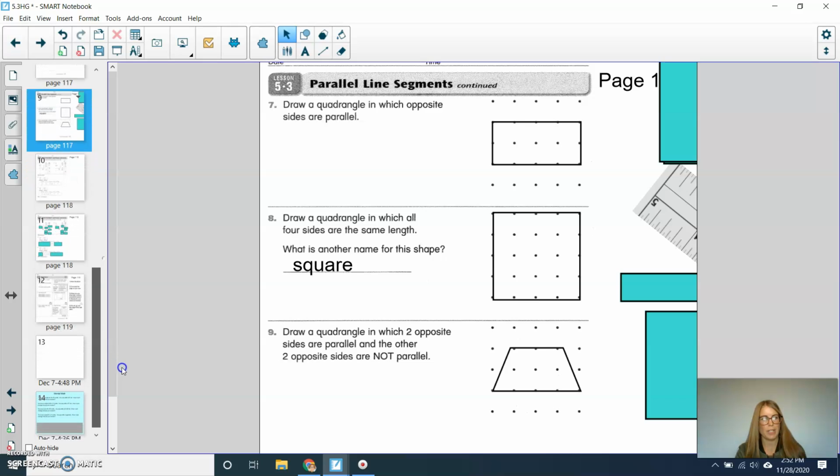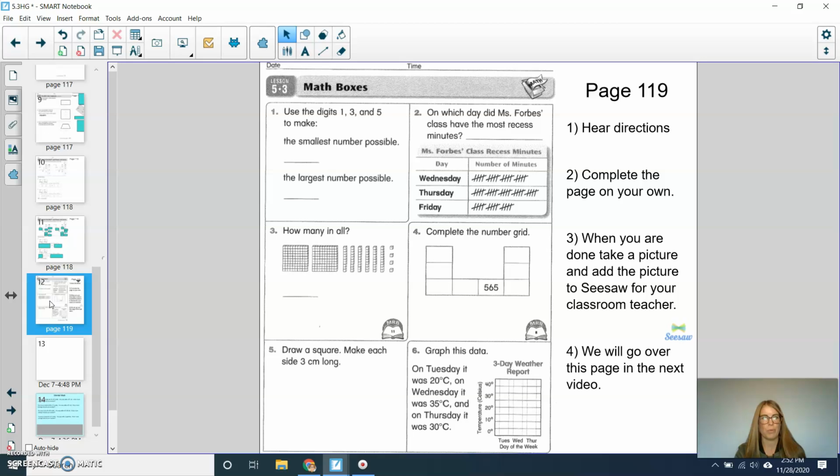But the last thing that we're going to do today is we're going to talk about math boxes. So if you can open up your math journal to page 119. So I'll talk about the directions. When you're all done, I'll ask that you take a picture and add that to Seesaw for your classroom teacher, and we'll go over this page in our next video.